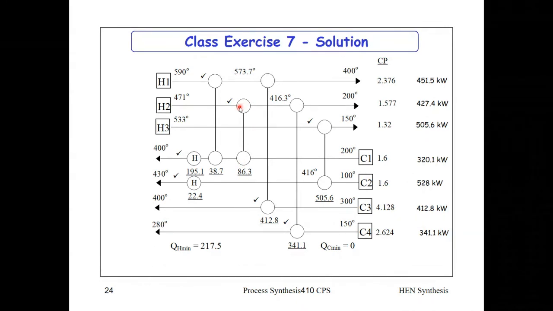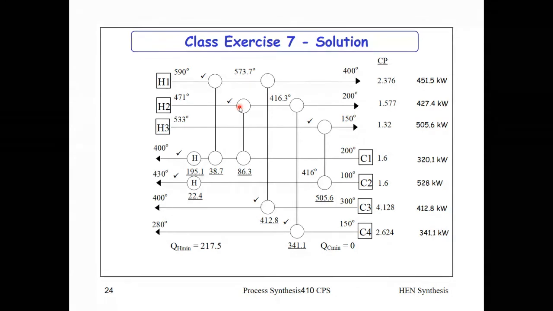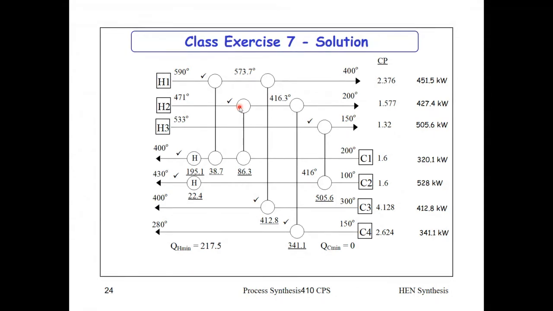We can't match H2 and C2 due to, you see this C2 we've already heated up. That's right. I did say we could have chosen either one of these based on the CPs, but this one's already heated up to 416 degrees. That one's 416.3 degrees, so there's only the delta T of 0.3, and at least the hot is hotter than the cold in this case. But yes, that's quite correct. Thanks, Yuri.